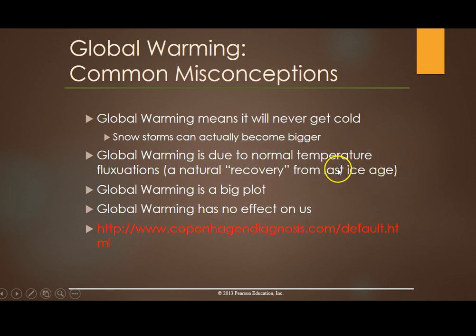We did look at in a previous chapter how there are ice ages, these cooling and warming periods. But the way that it's increasing here is far different than it has in the past. It's going at an incredibly high rate. It's not a big plot. It has a huge effect on us. If you have any questions that I didn't answer, you can check out the Copenhagen Diagnosis. It's got a pretty big section on information.